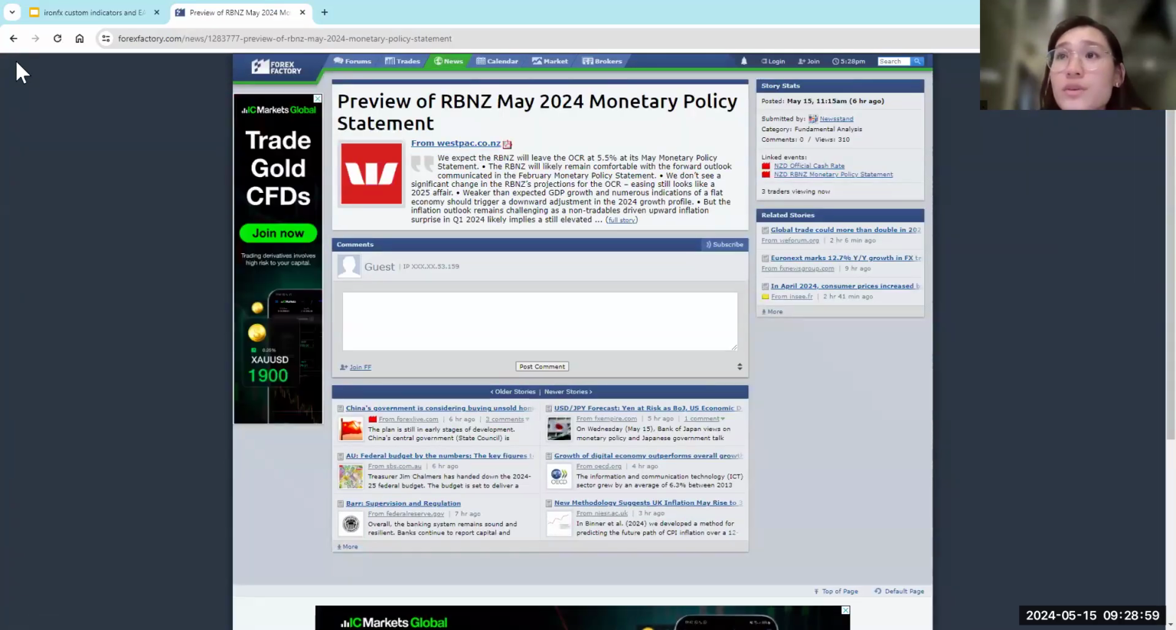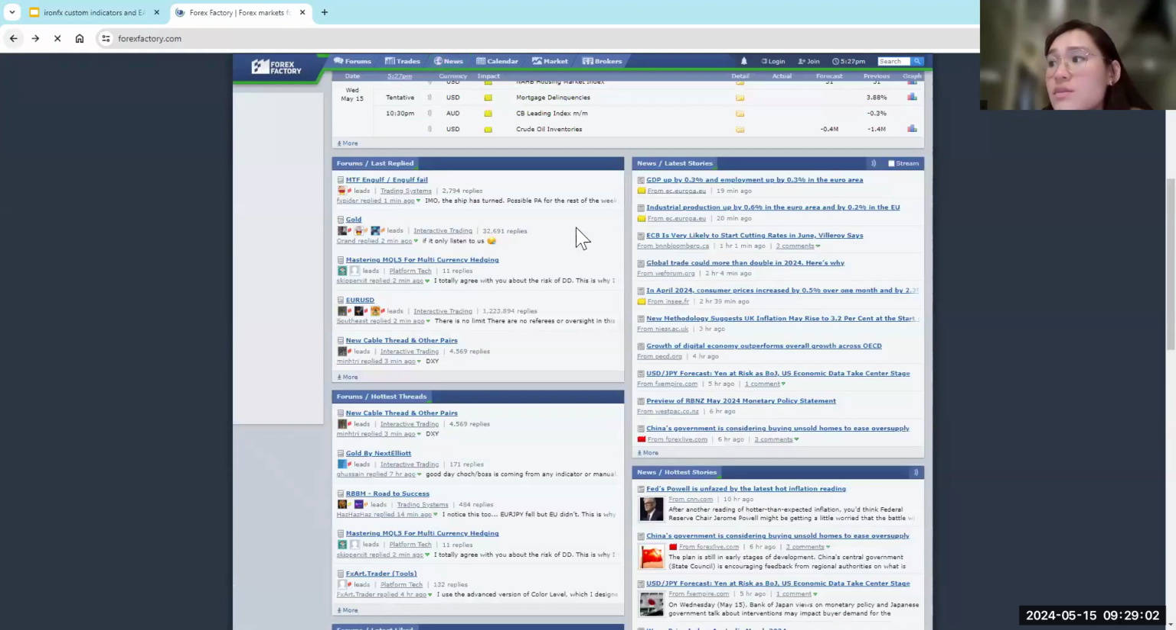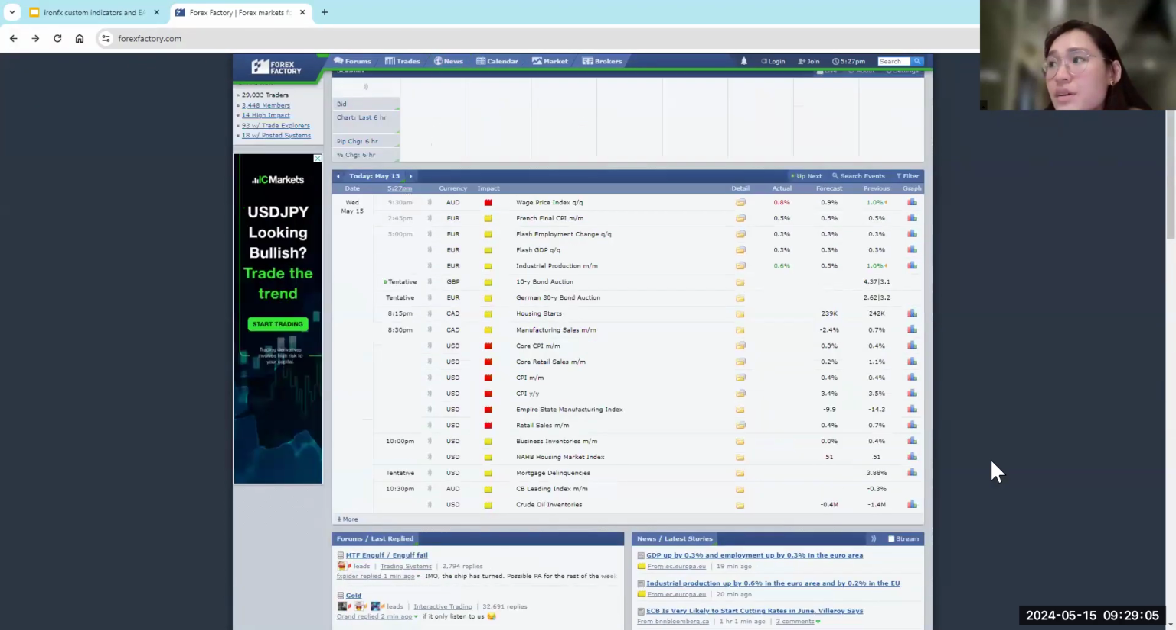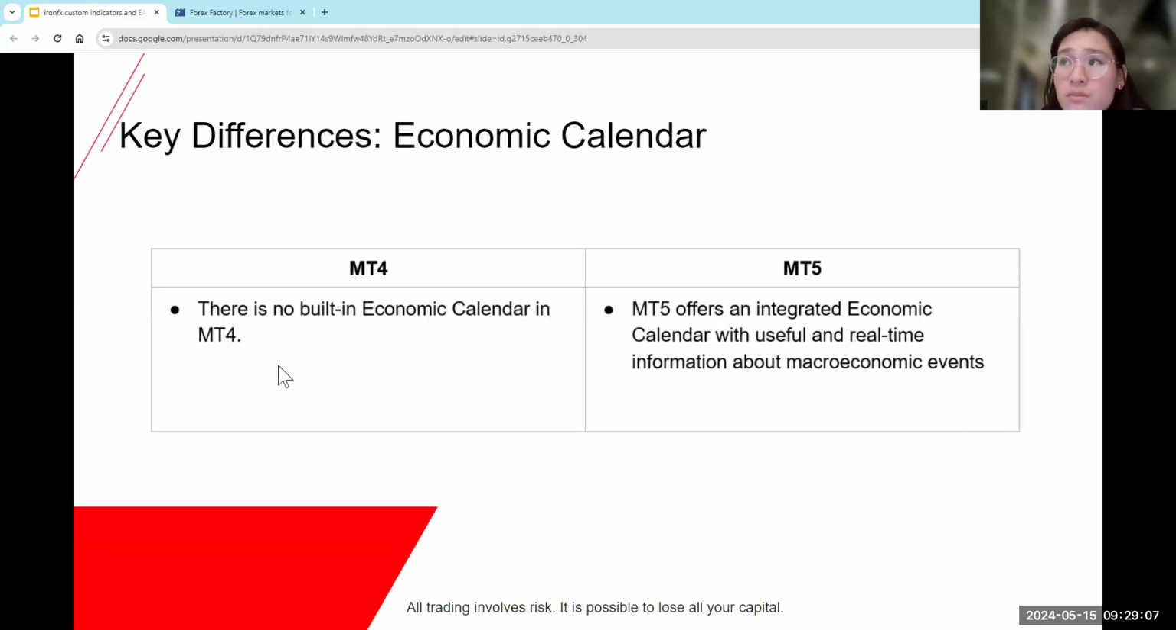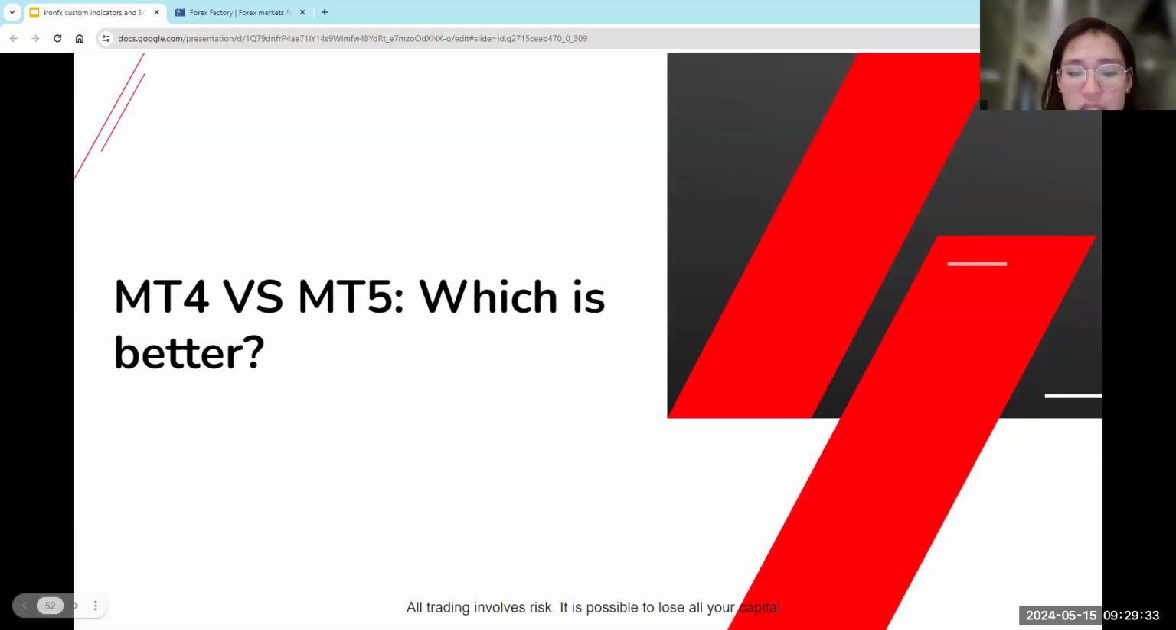Yep, some news as well from the different news outlets over here. So yeah, MT4 not having a built-in economic calendar isn't that big of an issue, since there are a lot of economic calendars out there that are free to use. The one that I went through earlier is forexfactory.com, but there's also investing.com, and Babypips also has a bunch.